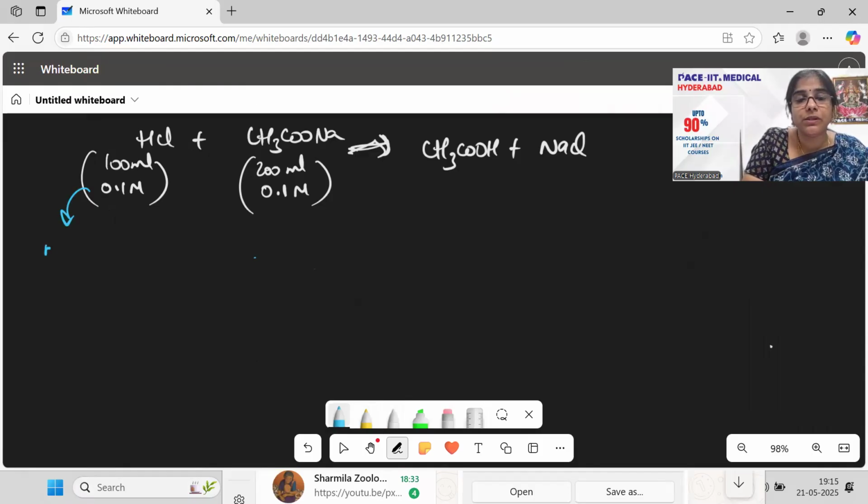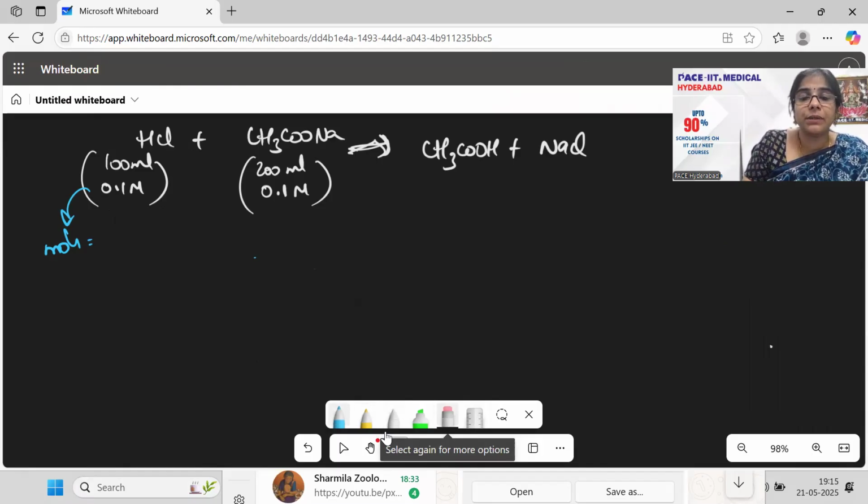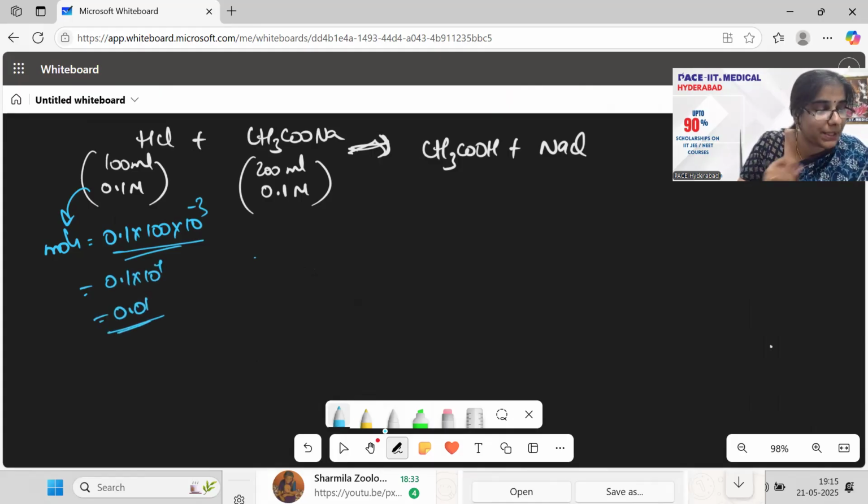Here the moles is always given mass, molar mass. My molarity is equal to moles by volume. So moles is equal to molarity times volume, right? So here my molarity times volume is moles, which is 0.1 into 100 ml. 100 ml दिया है, so 100 into 10 to the power minus 3, milliliters को you need to convert it, which will be 10 power minus 1, 0.1 into 10 power minus 1, 0.01 is my answer here.